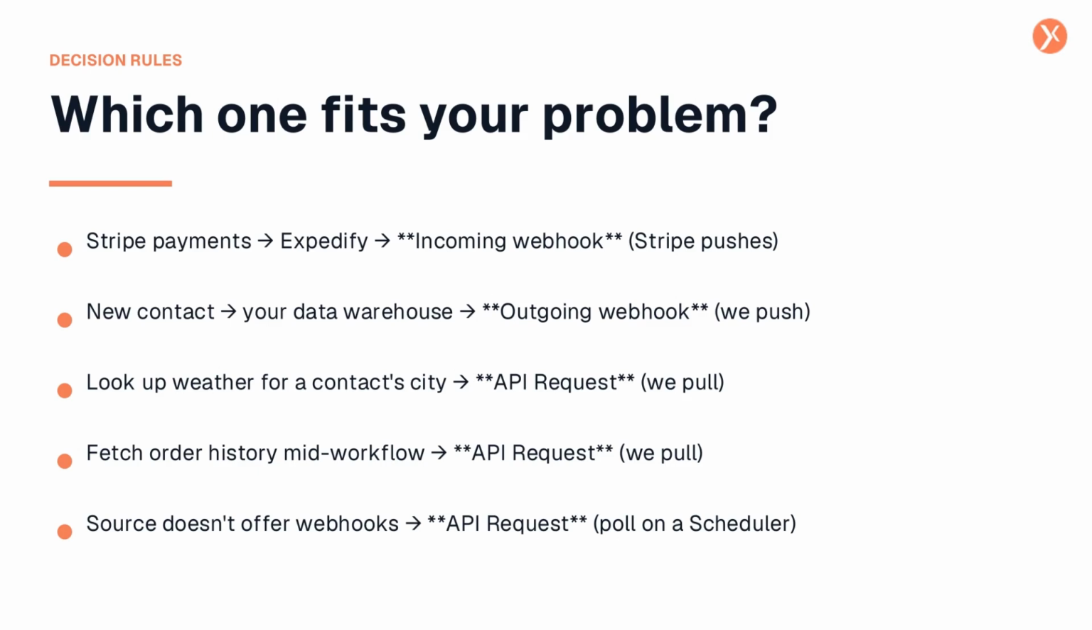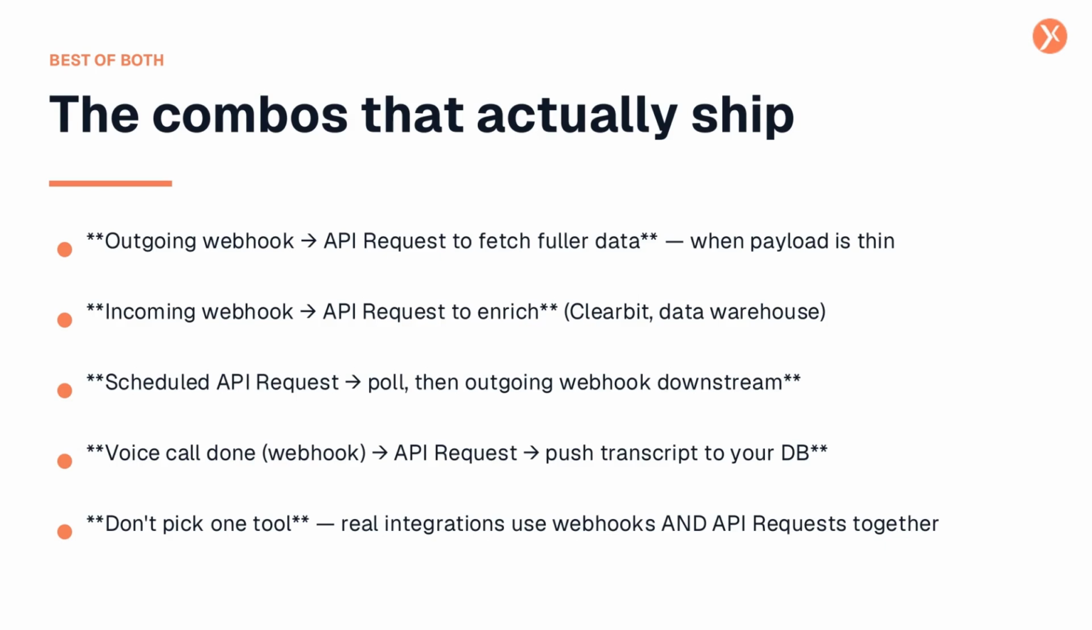For Stripe payments arriving in Expedify, an incoming webhook is ideal as Stripe pushes the data. If a new contact needs to go to your data warehouse, an outgoing webhook is suitable as Expedify pushes the information. For looking up weather or fetching order history mid-workflow, an API request is used because you pull the data on demand. If a source system lacks webhooks, an API request with a scheduler trigger can simulate a push by polling. Real-world integrations often combine both webhooks and API requests.